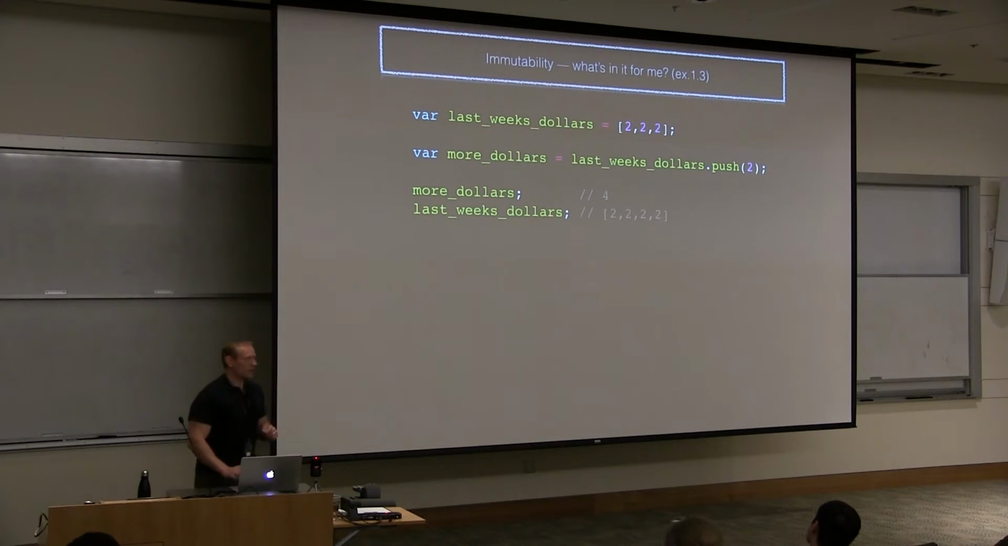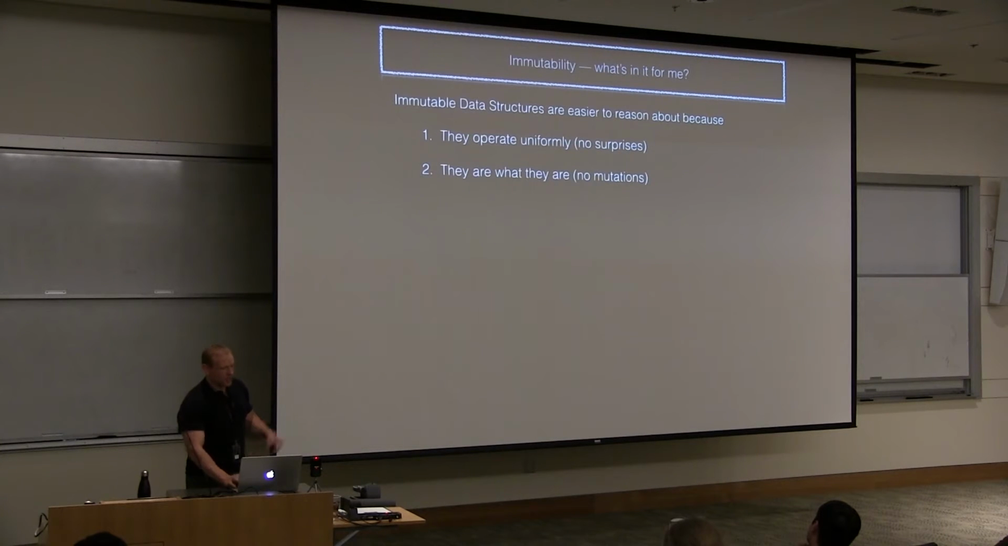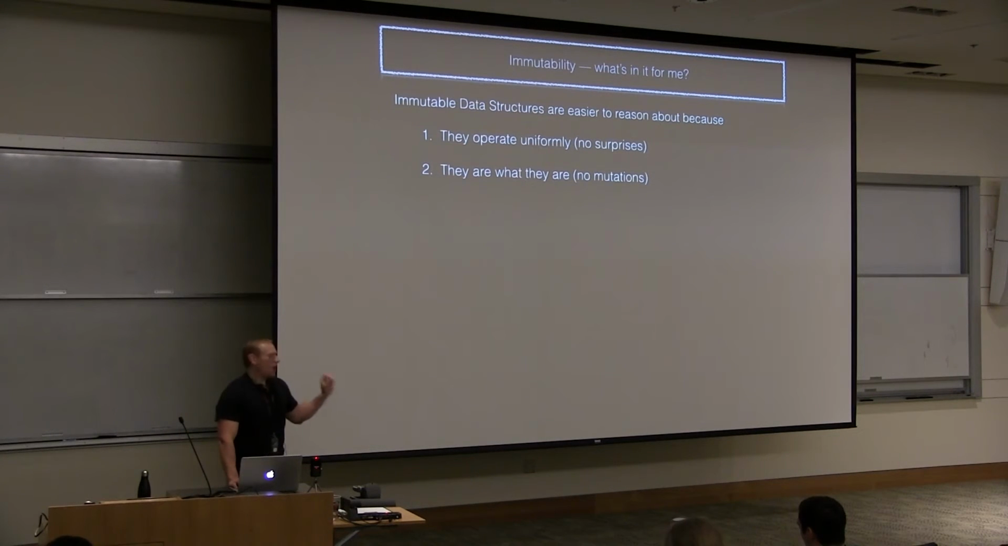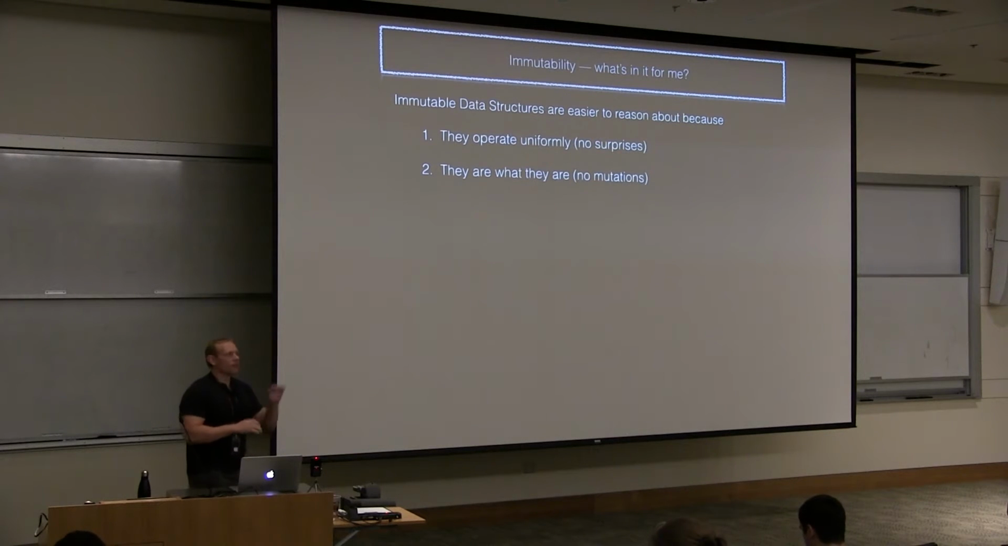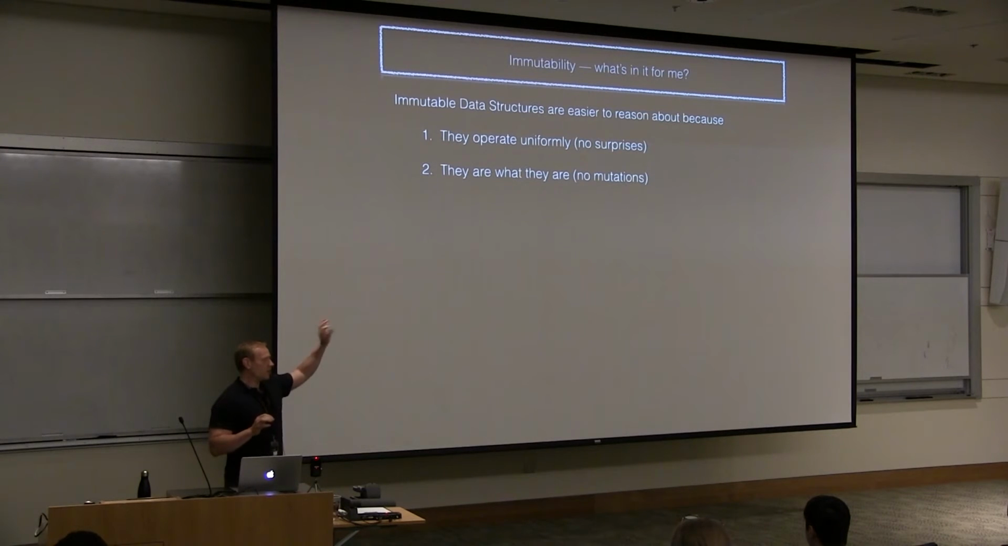So why should you care about making immutable data? Because they're easier to think about. They operate uniformly. Why else? Because they are what they are. There are no mutations. Let me give you a very simple example. For those of you who have worked in large and complex code bases, which I know none of you have, you realize that there may be a variable or a reference or a function in one part of your program that is referenced thousands and thousands and thousands of lines later somewhere else.